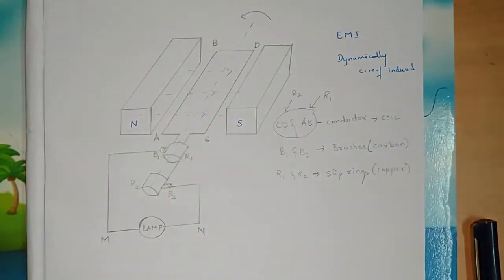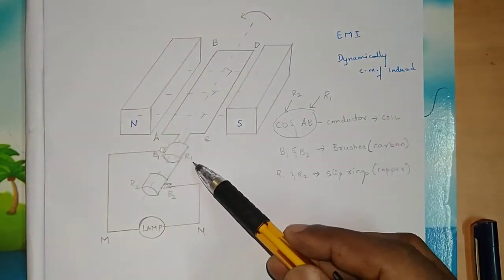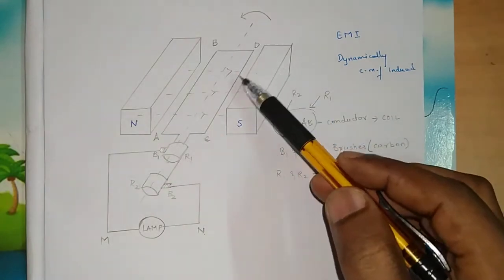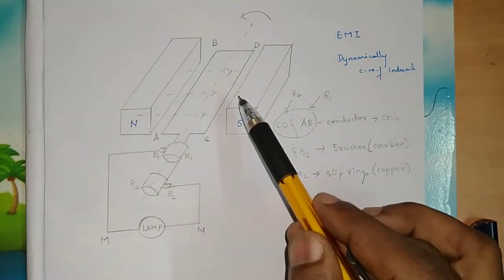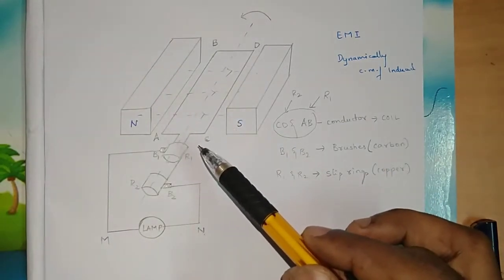Conductor will rotate in anti-clockwise direction. When the conductor rotates, along with the conductor, your slip ring will also rotate. So AB is connected to slip ring R1, CD conductor is connected to slip ring R2. Along with the conductor direction, your slip ring will also rotate. This is what you have to keep in your mind.